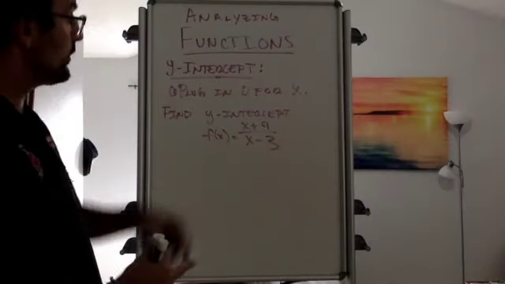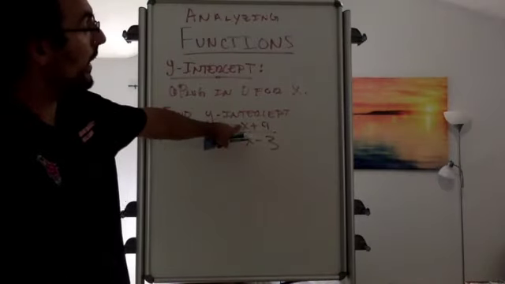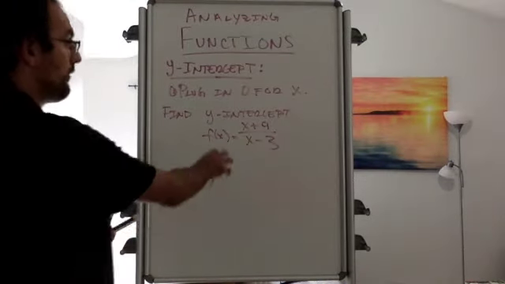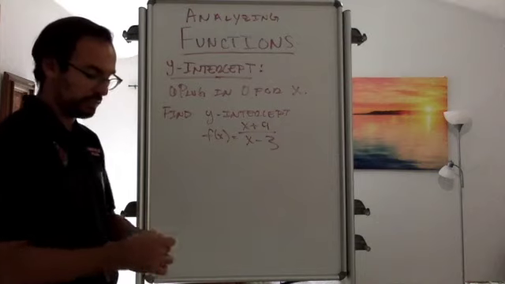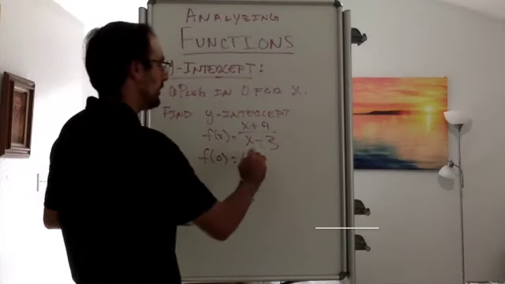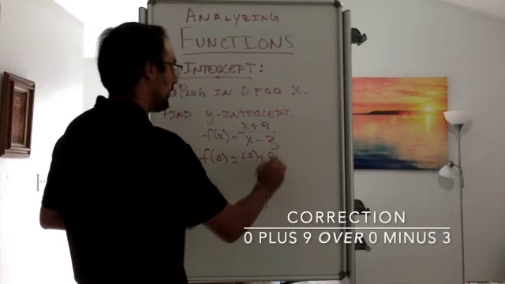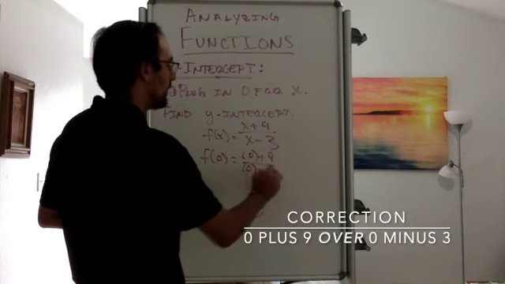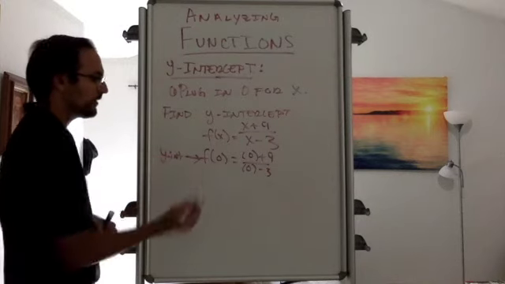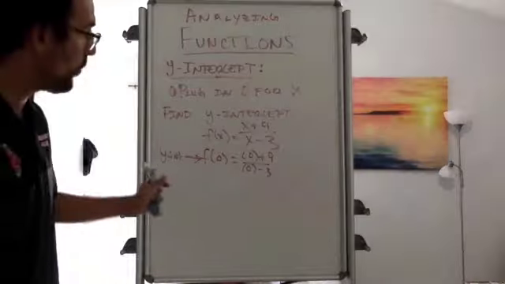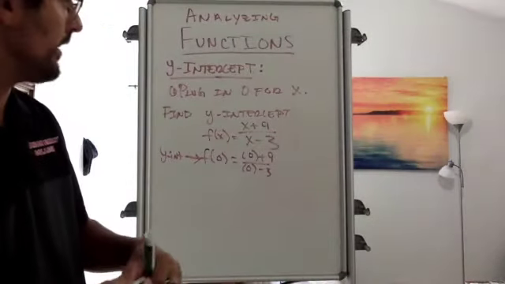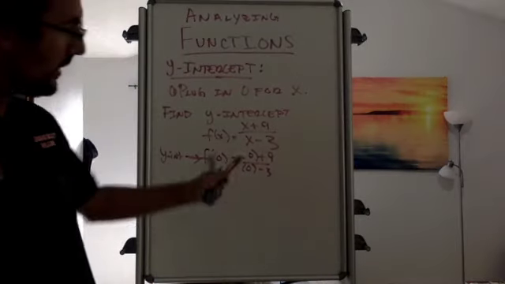Okay, so what we're going to do here is set the x values in my function equal to 0. If I take all these x's and replace them with zeros, I'm left with this: f of 0 equals (0 plus 9) over (0 minus 3). So this is another way to write the y-intercept. Instead of writing the word y-intercept, you can write f of 0 or g of 0 or whatever your function looks like.